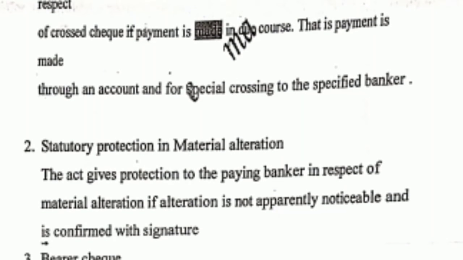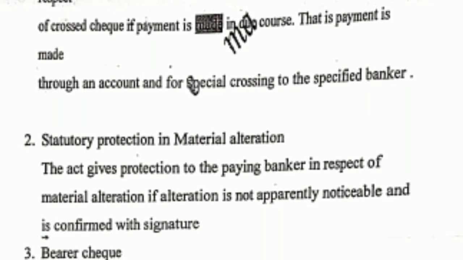These are the steps. The payment should be made in accordance with the apparent tenor of the instrument, that is in accordance with the original instruction of the parties. Now whatever the party has said, that only he has to do. The payment should be made in good faith and without negligence. The payment should not be made late, otherwise the bankers will be sued. Payment must be made to the person who has the actual possession of the instrument.